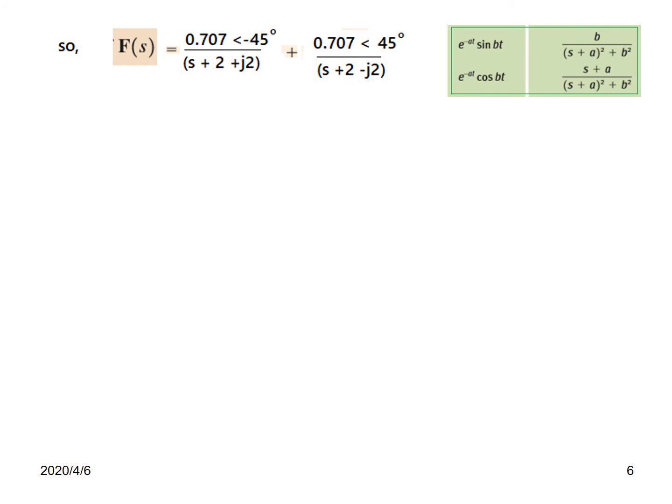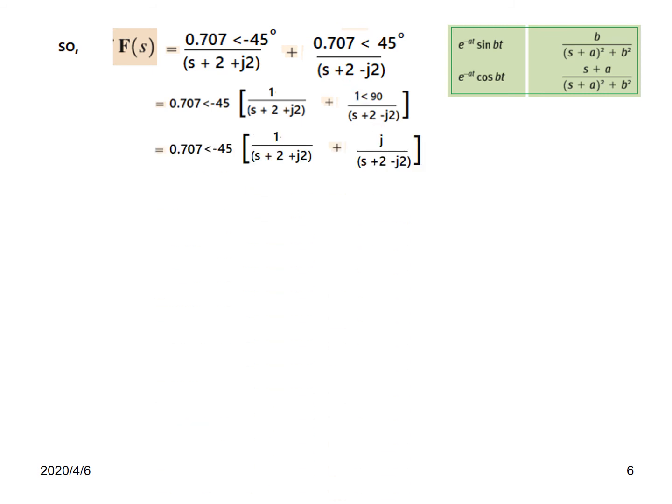Okay, so we are here. Now let's proceed. Our aim is that we should get a denominator like this. So we can use this formula. We take this term common. So we have 1 divided by this term and 1 angle 90 divided by the denominator. And you know 1 angle 90 can be written as j. j is equal to 1 angle 90. Other things remain the same. And from here we take the LCM of the two: 1 multiplied by this one and j multiplied by this term.